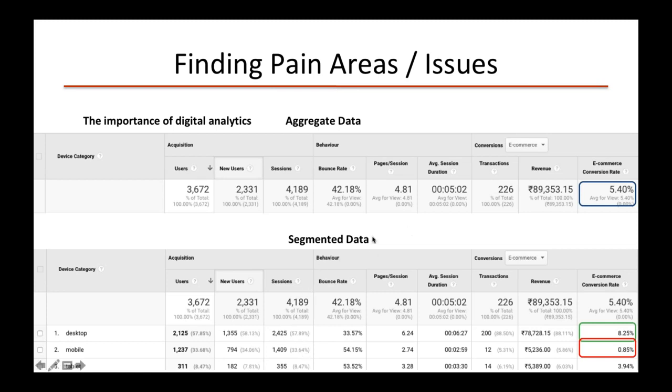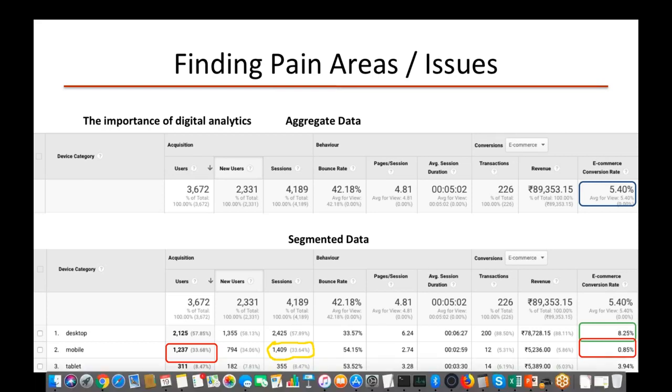And what is more frustrating, let's see over here. The mobile users are 33% of your total traffic. When you talk about traffic, you should always check the sessions, not the number of users, because the conversion rate and bounce rate are calculated on sessions, number of visits, not on users. So the total traffic contribution of the mobile devices is 33%. This traffic is converting at 0.85%, and that is the reason your overall conversion rate is 5.4%.